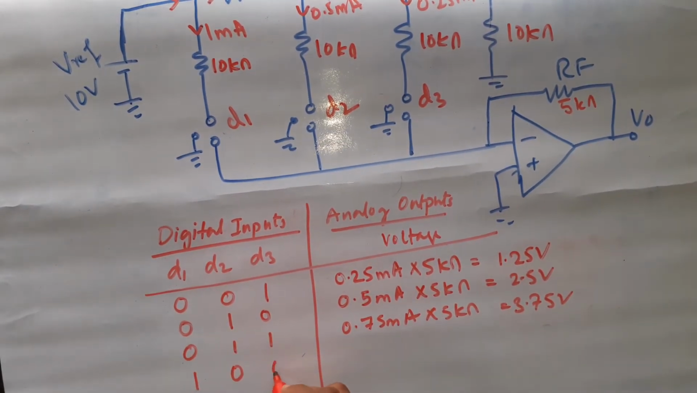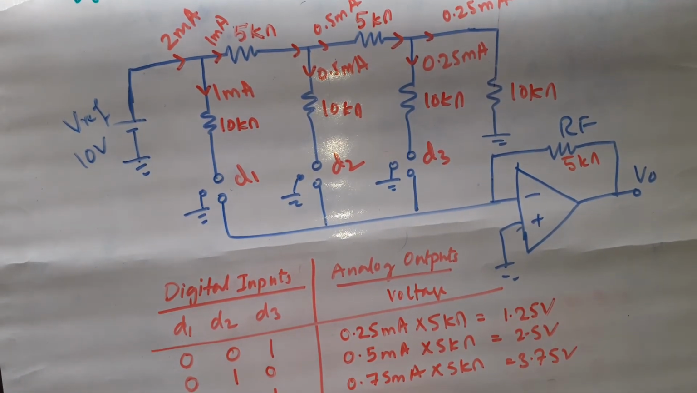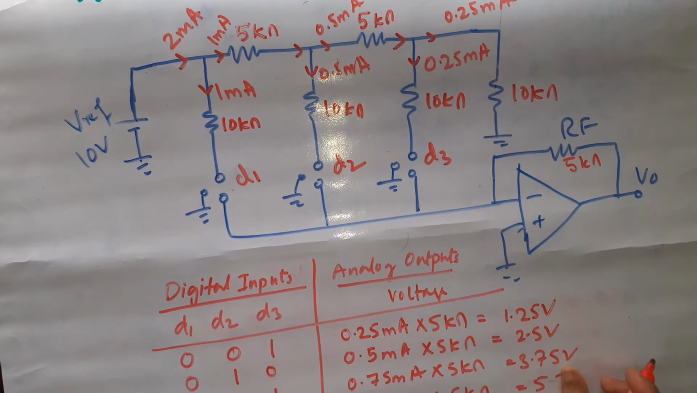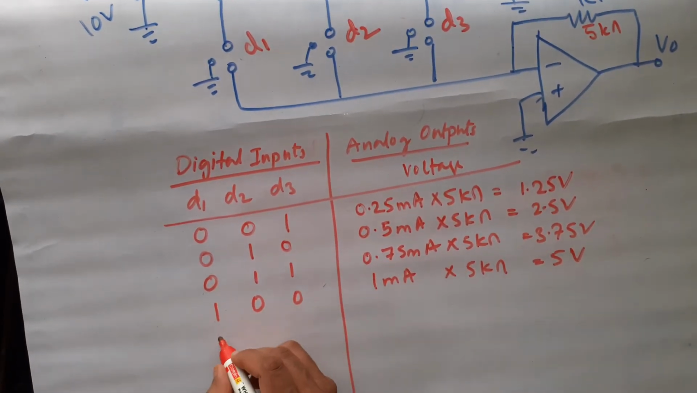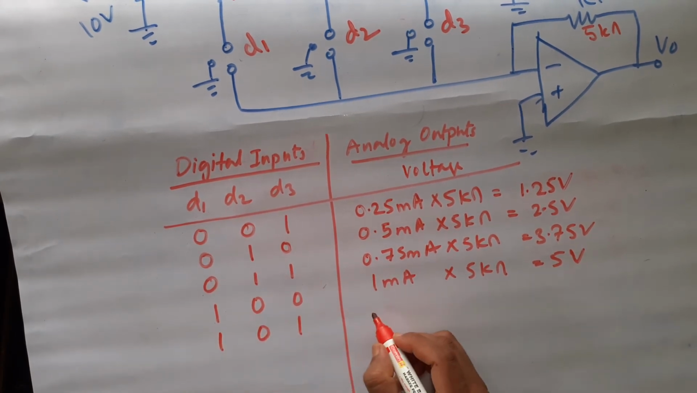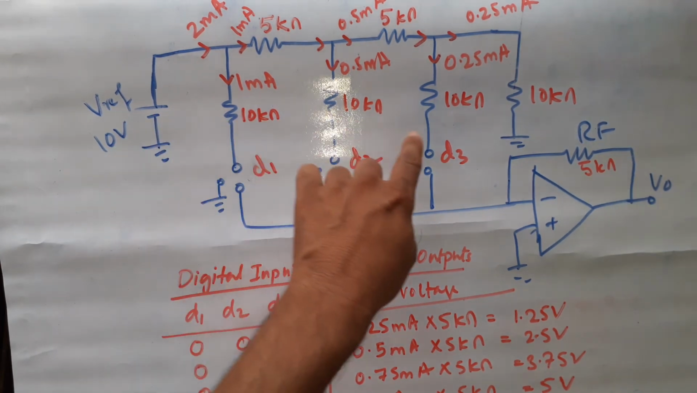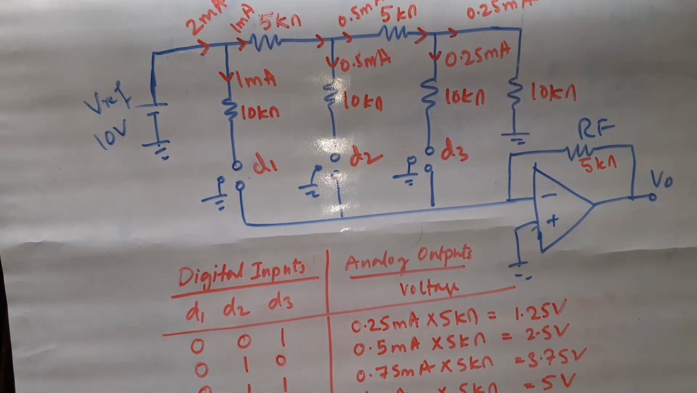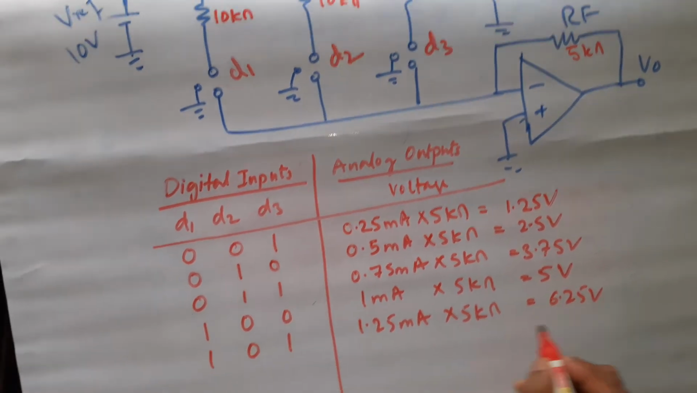Next is 1, 0, 0. 1, 0, 0 means 1 milliamp will flow. This will give you a voltage of 5 volts. Right? Next is 1, 0, 1. 1, 0, 1 means this is your 1 milliamp, here is your 0.25. 1.25 milliamps into 5 kilo ohms will give you 6.25 volts.